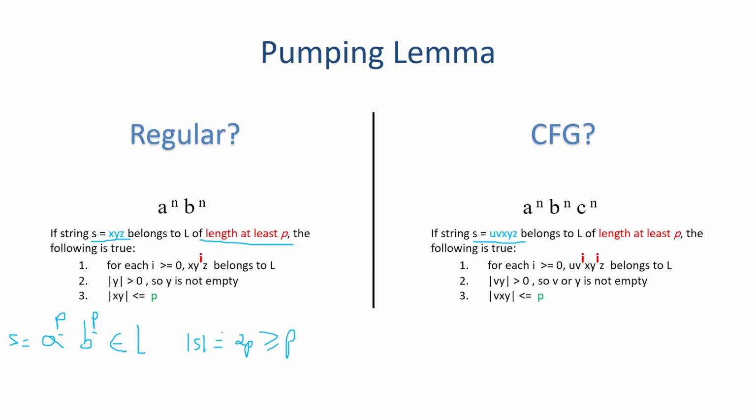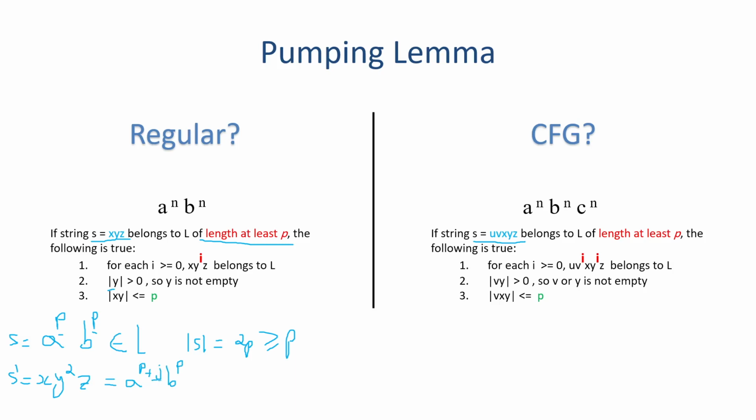This just means, don't choose A^5 B^5. That's a specific string. We have to choose something general. Now if I pump up, we'll skip some of the details. When I pump up and say S prime is X Y squared Z, I get A^(P+J) B^P.